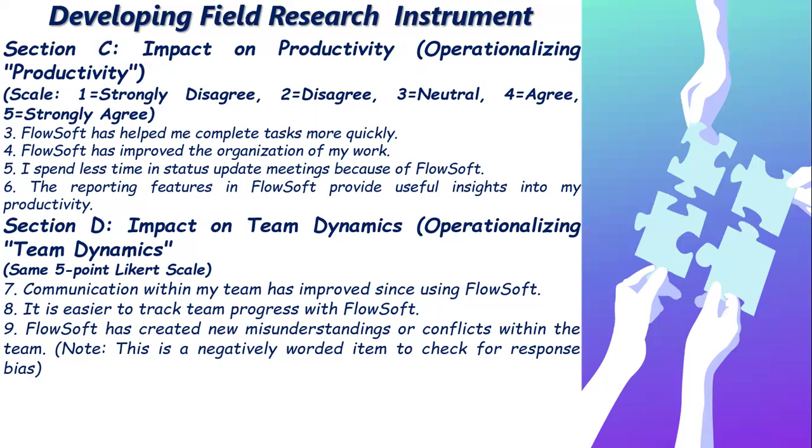Next comes impact on team dynamics, operationalizing team dynamics. Same 5-point Likert scale, that is strongly disagree, disagree, neutral, agree, and strongly agree. First question: communication within my team has improved since using FlowSoft. It is easy to track team progress with FlowSoft. FlowSoft has created new misunderstanding or conflict within the team.